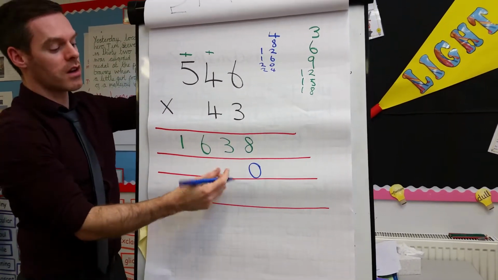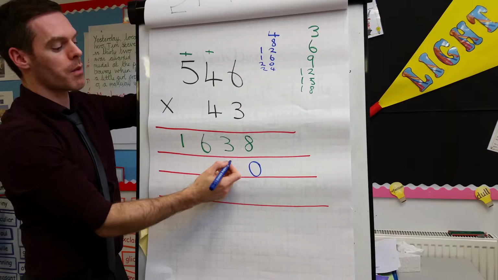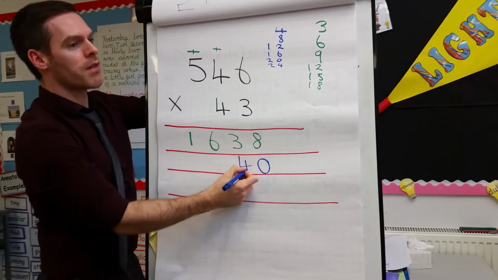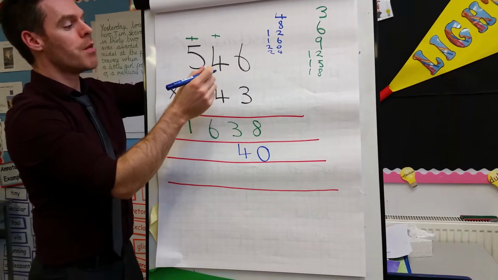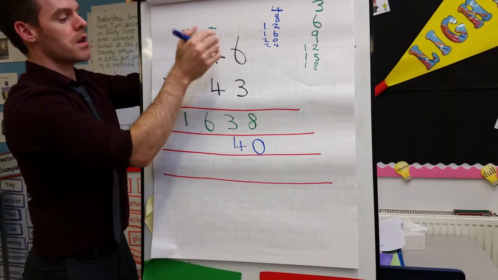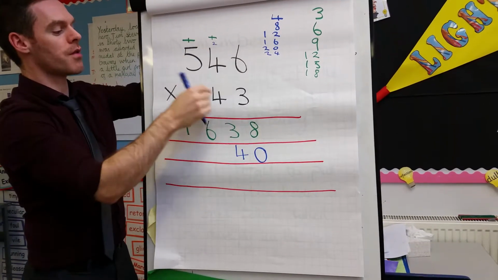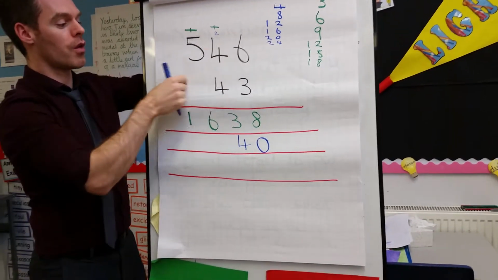I'm going to put my 4 down and look where it's going, into the tens column straight away, because I put a 0 in the ones column. Okay, so it's 24, the 4 goes down here, and the 2 I move to the next column along, which is in this case the tens column. Okay, so I've done 6 groups of 4, I now need to do 4 groups of 4.